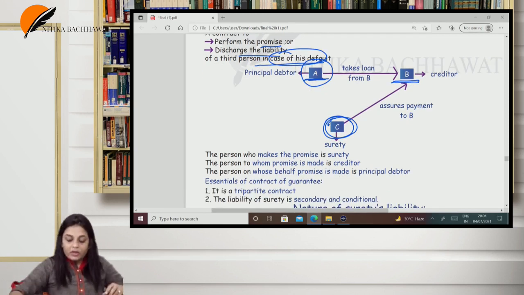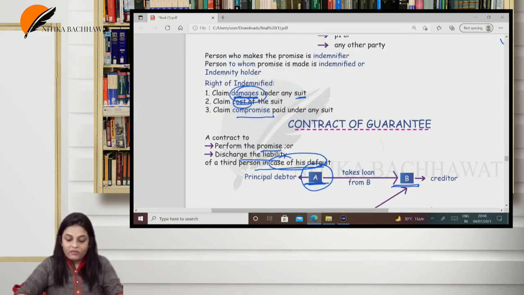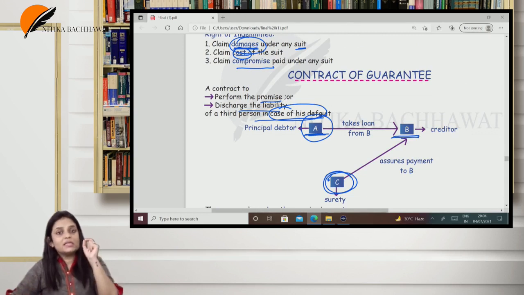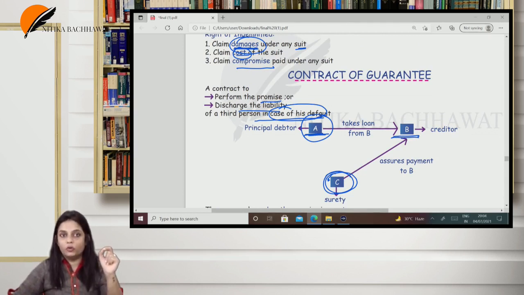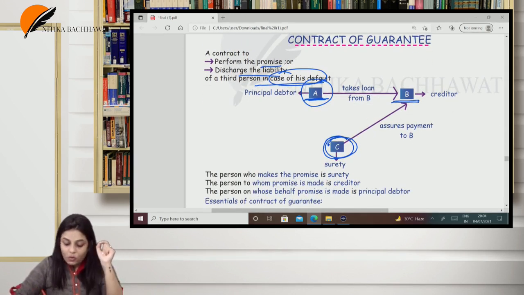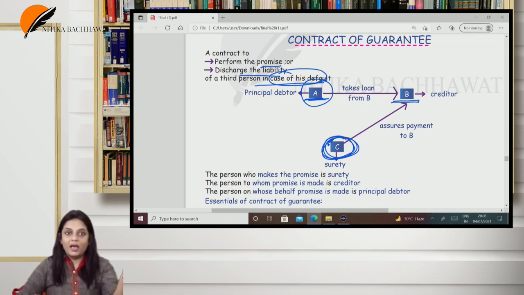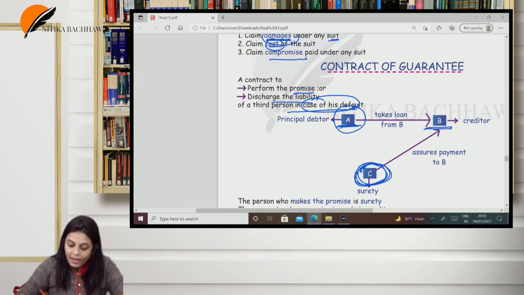Now, it's a tripartite contract. In fact, if you see here, we have three parties involved. Tripartite contract. Why? First is the person who is primarily liable to pay. So we call him a principal debtor. Then is the person who has given the assurance, who is secondarily liable to pay. That is the surety. We call the guarantor surety. So I repeat again, this C who has given an assurance to pay on behalf of A is liable if A defaults. So we cannot say that he is primarily liable. Who is primarily liable? A.